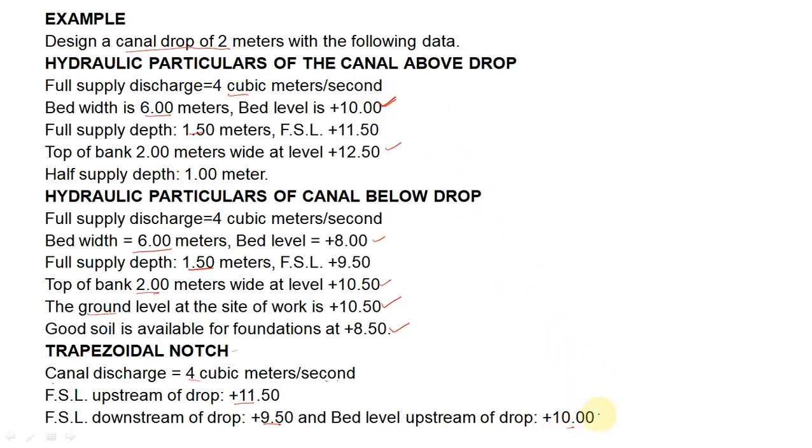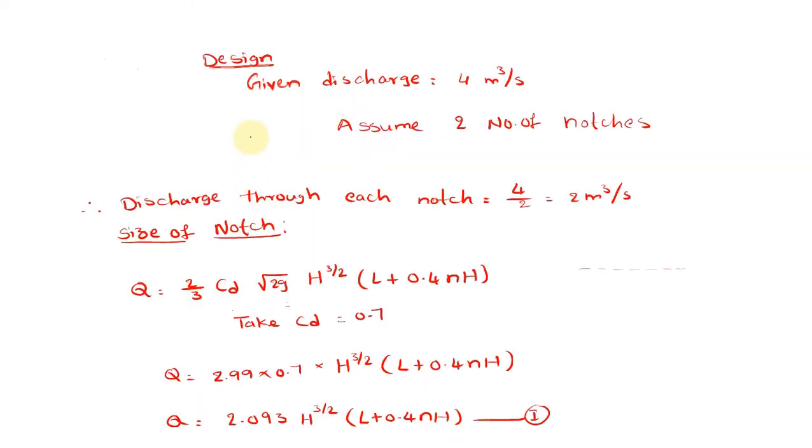So this is about the notch. Here the trapezoidal notch crest will coincide with the bed level on upstream side. So this is the minimum data required, that is the hydraulic particulars of the canal on upstream and downstream sides. Now we see how we can do the design. So come to the design.